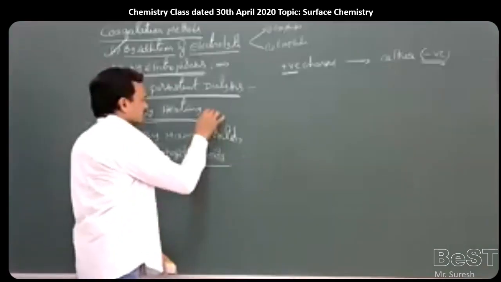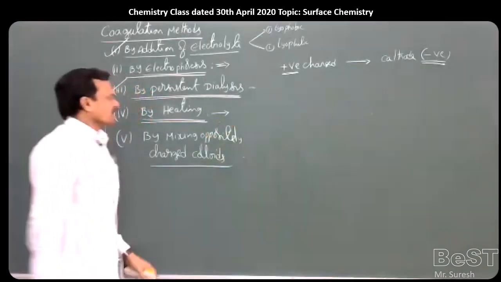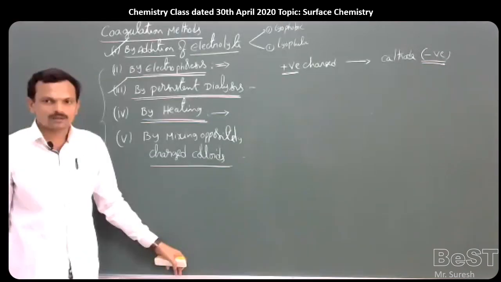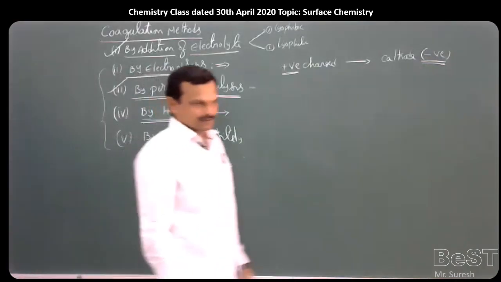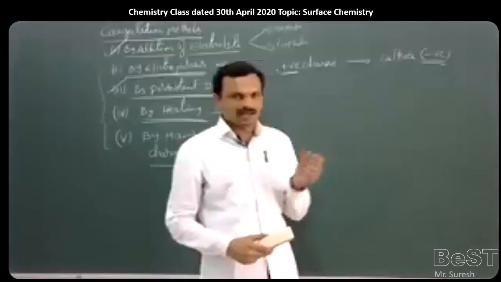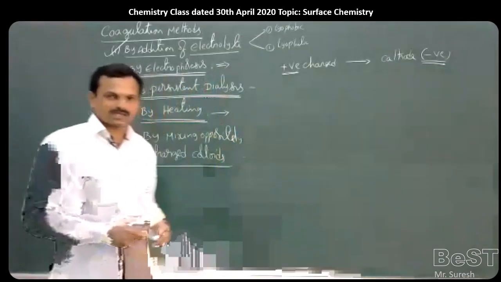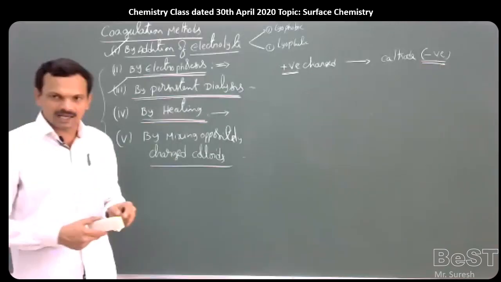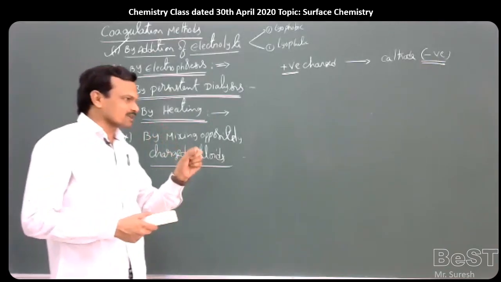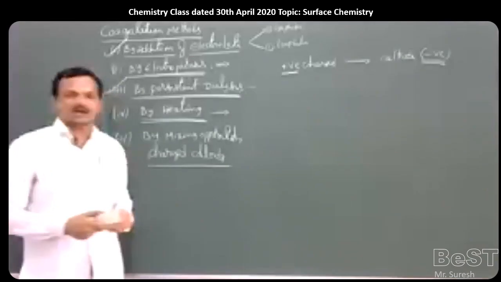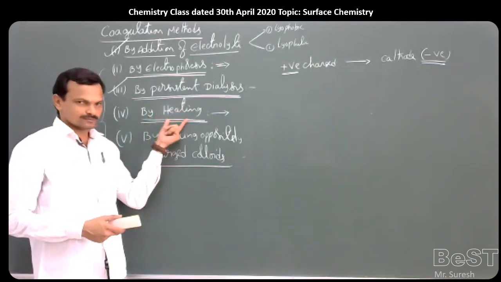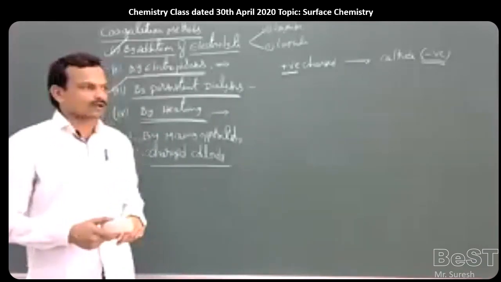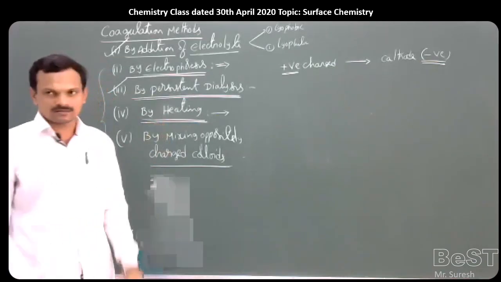Next, by heating. By heating also, the colloidal solution undergoes coagulation. The best example is an egg. If you boil an egg, the liquid protein present in that egg becomes a solid. That means on boiling the egg, the proteins present in that egg undergo coagulation and become a solid. Like that, by heating the colloidal solution, we can cause the coagulation of colloidal particles.